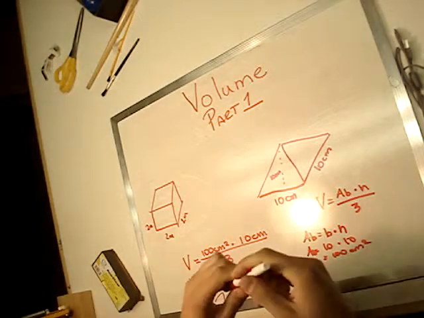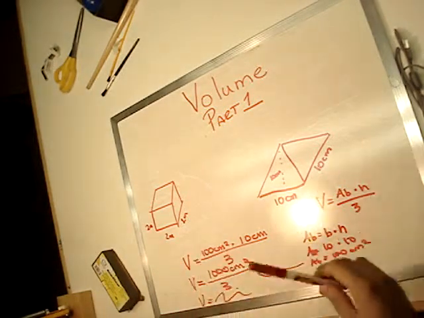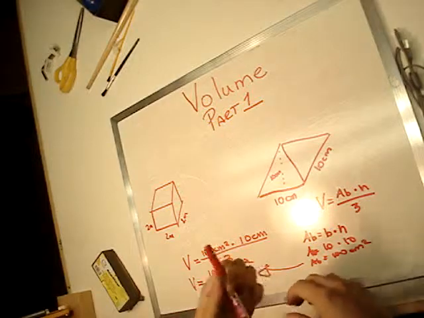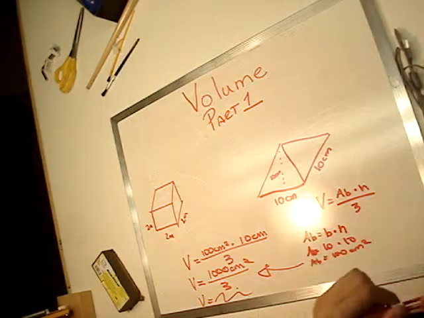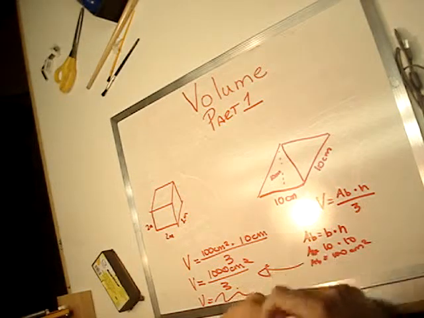So coming up next is volume part 2, and it is going to be using the same form that I showed you in surface area part 2, except this time it's going to be working with volume.